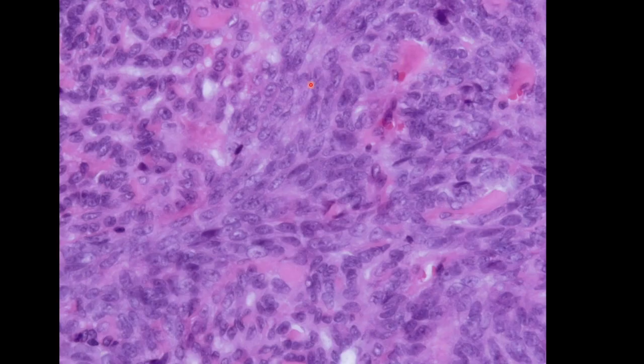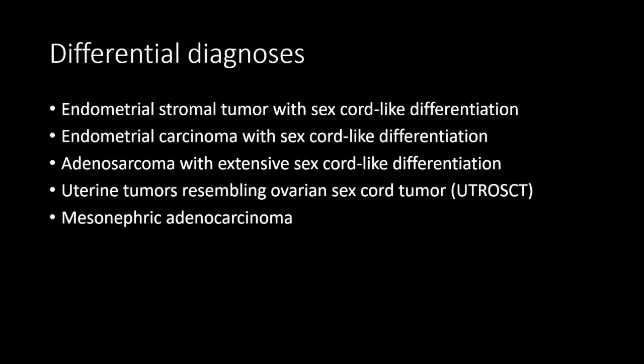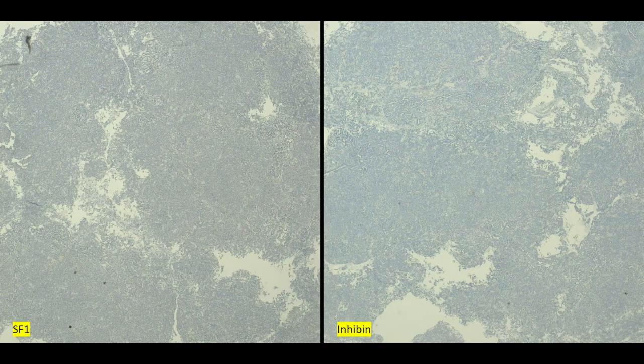On higher power, we can appreciate the cytology. The cells have variable vesicular nuclei and inconspicuous nucleoli. Based on the morphology, we came up with these differential diagnoses. There are 5 entities that can have Sertoli-like differentiation, including endometrial stromal tumor, endometrial carcinoma, adenosarcoma, uterine tumor resembling ovarian sex cord tumor or UTROSCT, and mesonephric adenocarcinoma.